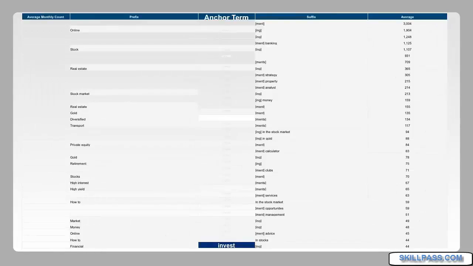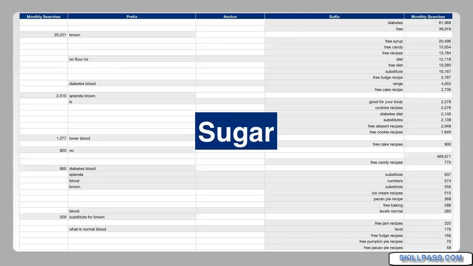Even when we look at the word invest, we can see a similar pattern. What are people looking to invest in? And then the why. Banking, strategy, property, analyst. It's really amazing to get a sense of how people are searching.